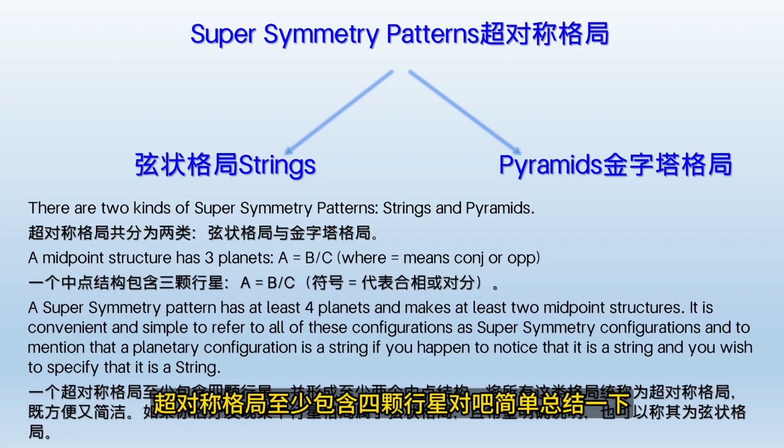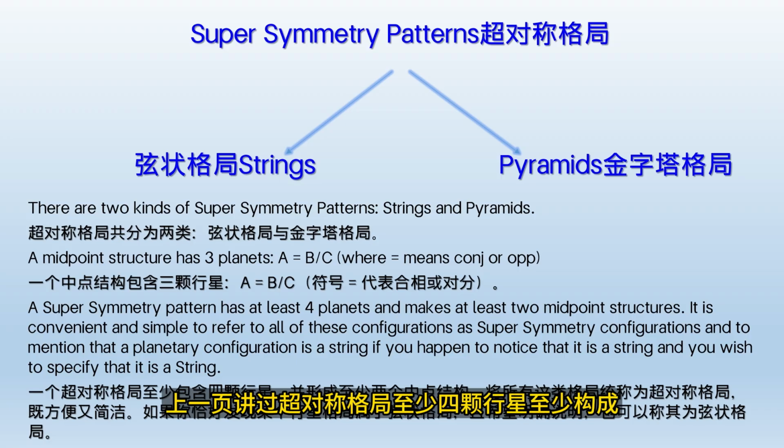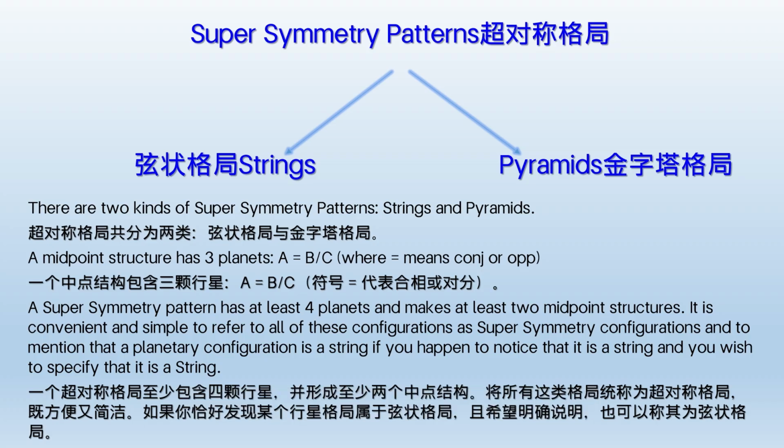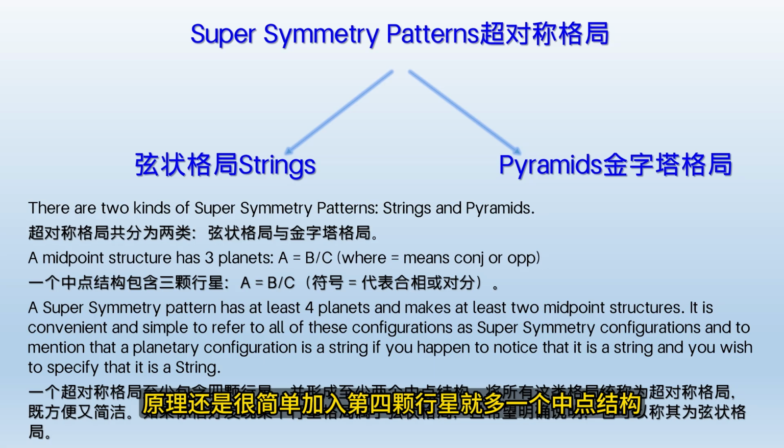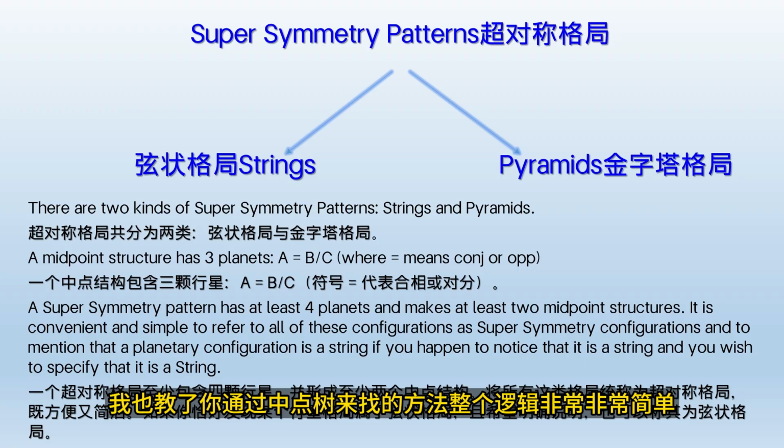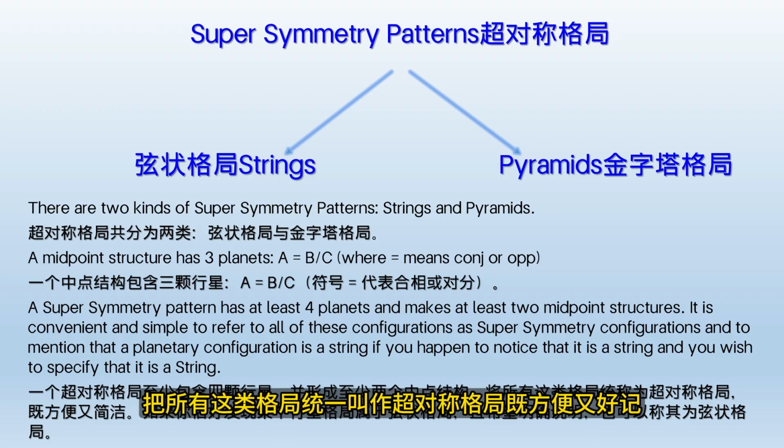A supersymmetry pattern has at least 4 planets, right? Just to summarize what I said on the previous slide, a supersymmetry pattern has at least 4 planets and makes at least 2 midpoint structures. That's the minimum requirement for a supersymmetry pattern. And again, the idea is very simple. You just add a 4th planet, you get another midpoint structure, and I showed you how to find that by looking at the midpoint trees. This is all very, very simple.